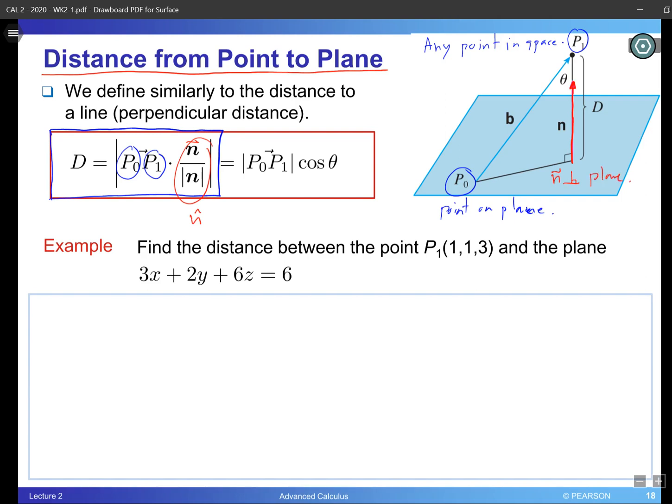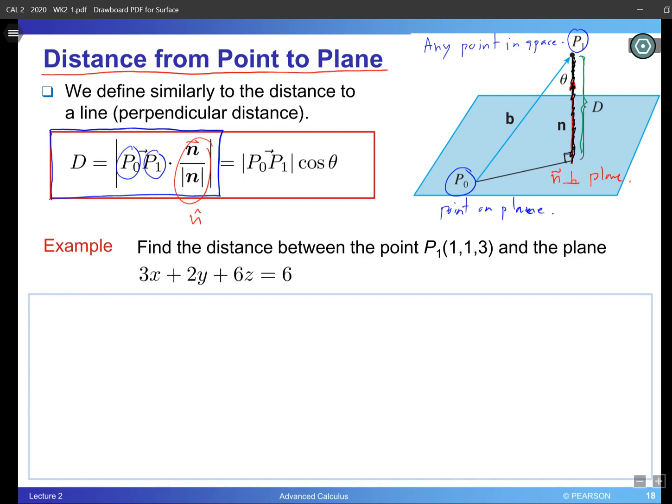So let's summarize. What do we need in order to find this distance? Oh, by the way, the distance is this. Once again, we have this path that is orthogonal to the plane, right? You can see that this path is orthogonal to the plane. All right. I'm going to skip the proof of this formula. Now let's use it.